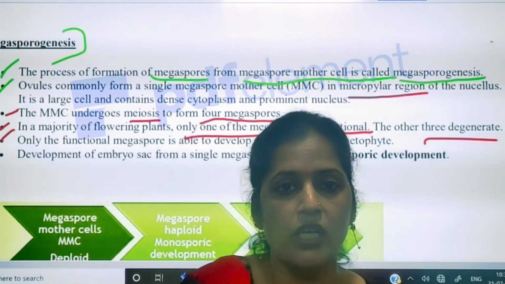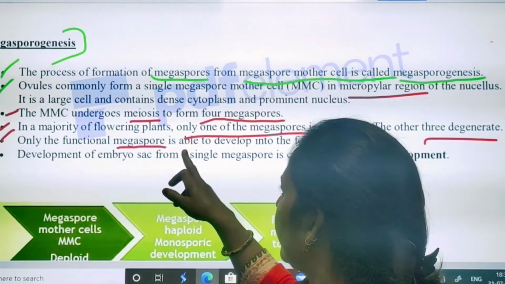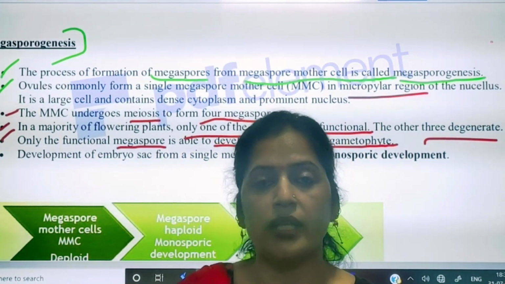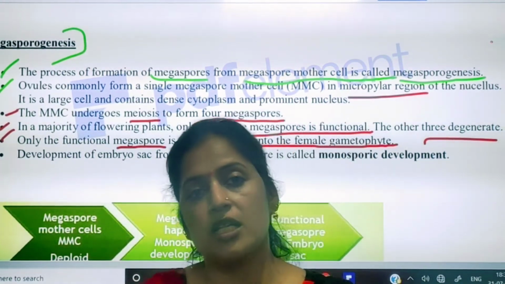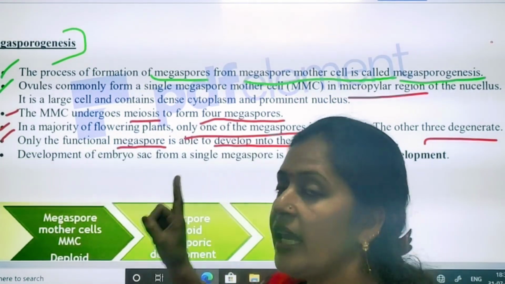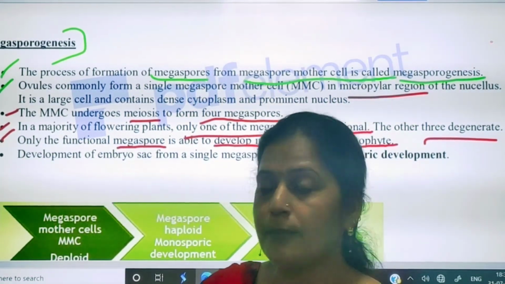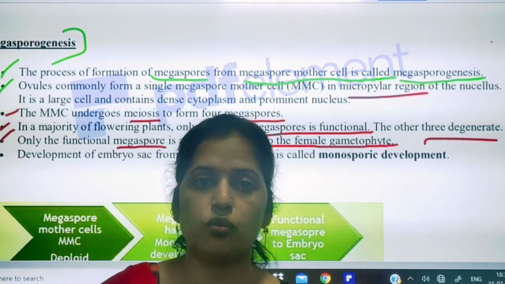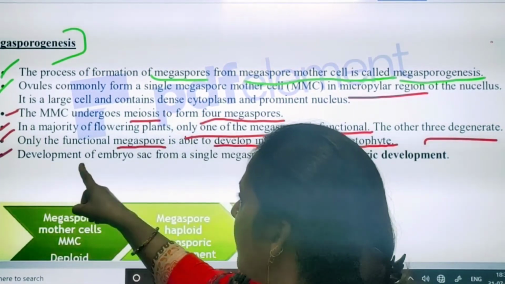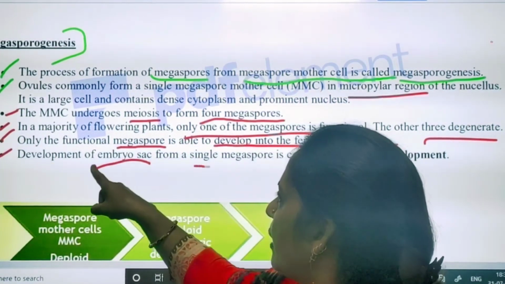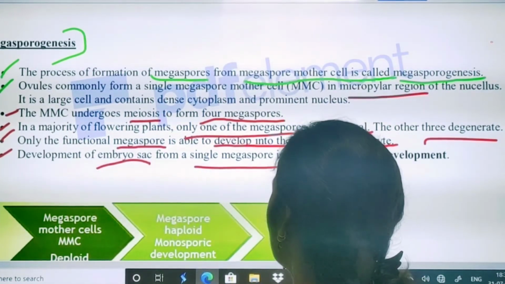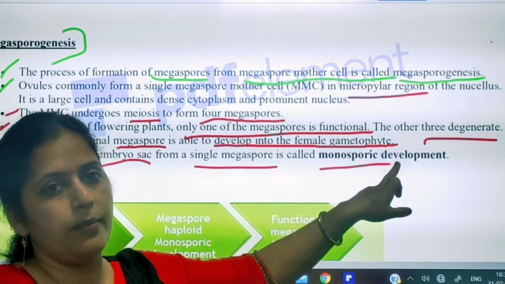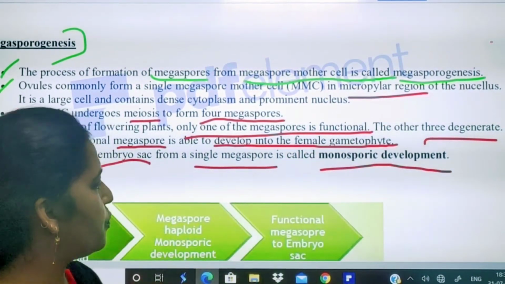Only the functional megaspore is able to develop into the female gametophyte. 3 have degenerated, and one megaspore is functional, which develops into the female gametophyte. Only one functional megaspore develops into the female gametophyte. Development of the embryo sac from a single megaspore is known as monosporic development.